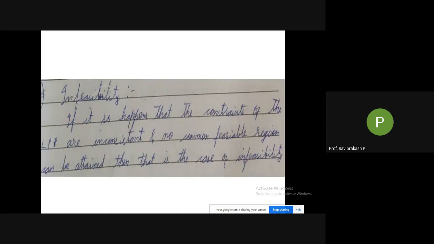the constraints of the LPP are inconsistent, and no common feasible region can be attained.